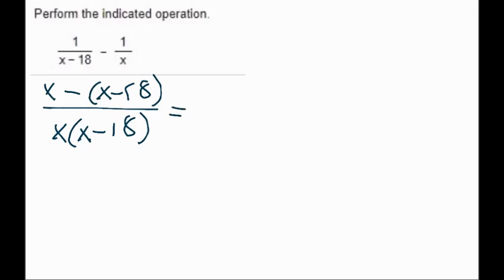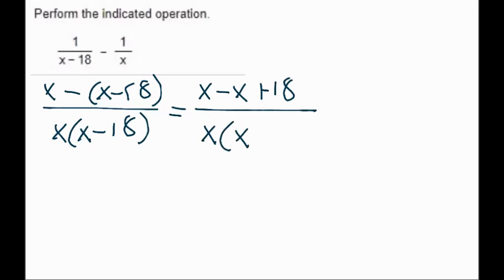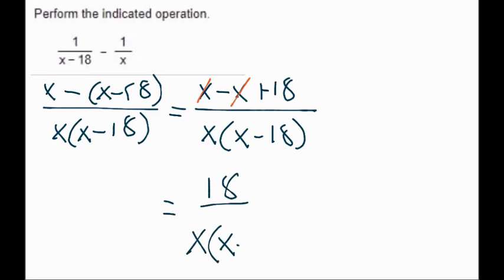We'll continue on with this. We distribute that negative, so it'd be x minus x plus 18 over x times x minus 18. These x's here are going to cancel out. So what we're left with here is 18 over x times x minus 18.